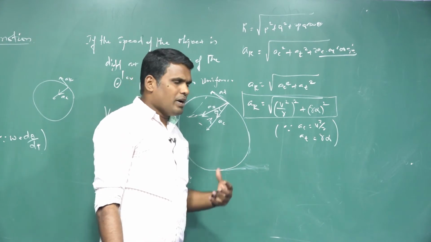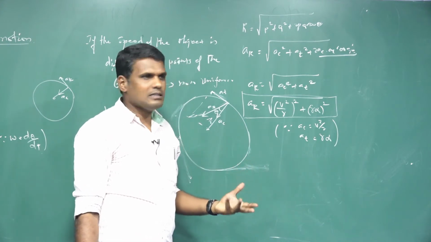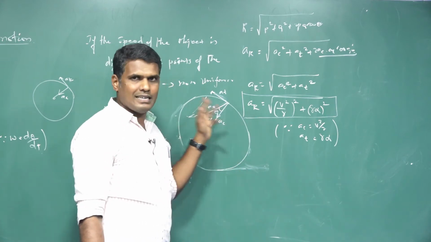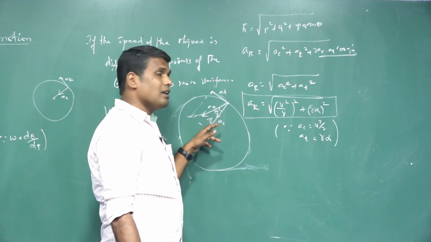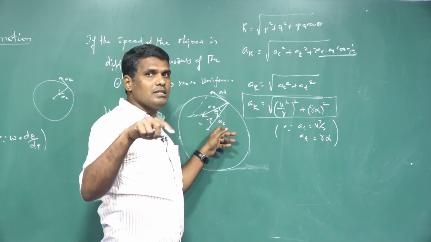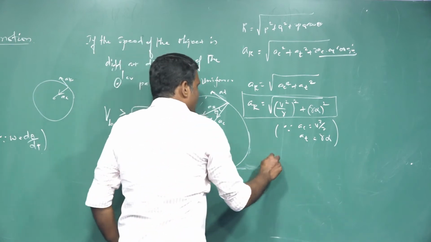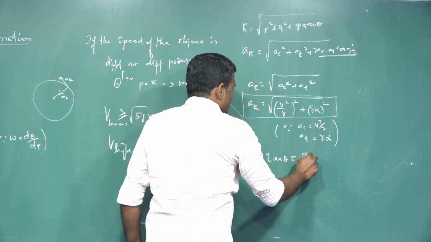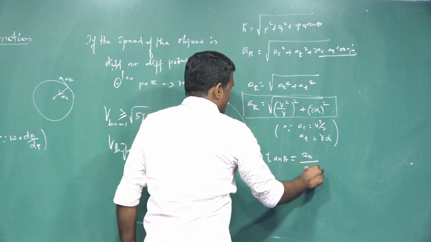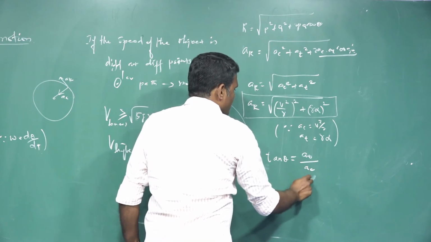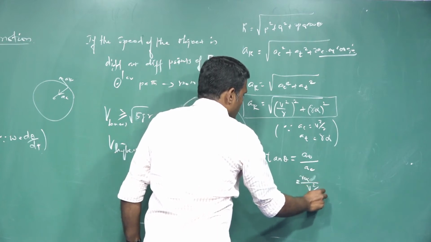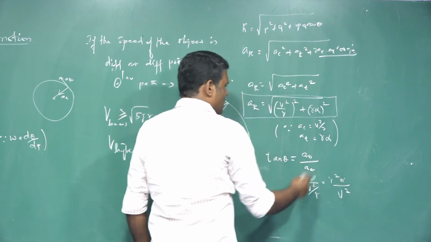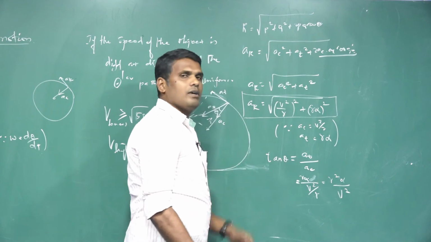Then, is it possible to speak about the direction of the resultant acceleration? If you are speaking about vectors, it is a must to speak about its direction also. The resultant acceleration AR is making an angle theta with the radius vector, or otherwise with respect to the centripetal acceleration. So tan theta, you know very well, is equal to the opposite side AT divided by the adjacent side AC. AT is R alpha, divided by V square divided by R, or otherwise you can write R square alpha divided by V square. This is the expression we are obtaining for the direction.